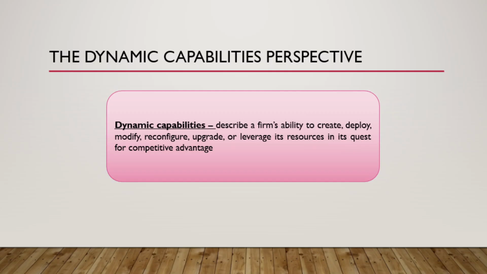So, dynamic capabilities describe a firm's ability to create, deploy, modify, reconfigure, upgrade, or leverage its resources in its quest for competitive advantage. Okay, so any fit between the firm's internal strengths and external environment must be dynamic. So, a firm must be able to change its resource base and activity system as the external environment changes.